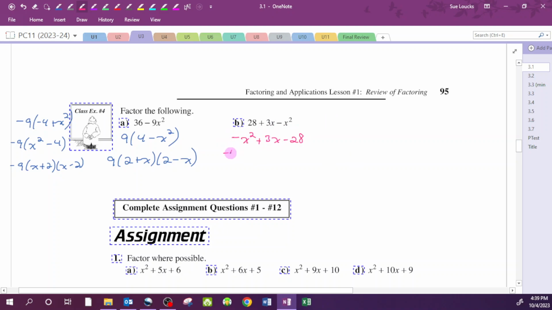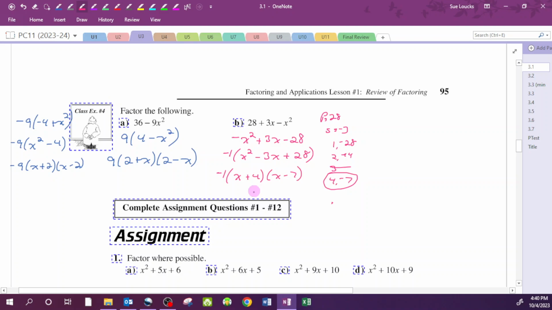Okay, so if I factor out a -1, I get -1 times x squared minus 3x plus 28. And then I'm going to have a product of 28, and my sum is -3. So I got 1, -28, 2, -14, 3, doesn't work, 4, -7. Oh, that works. If I get to something that works, I can stop right there. I don't need to do the 5 and the 6 to see if they work. I can stop as soon as I get there. So this is going to be -1 times x plus 4 times x minus 7.